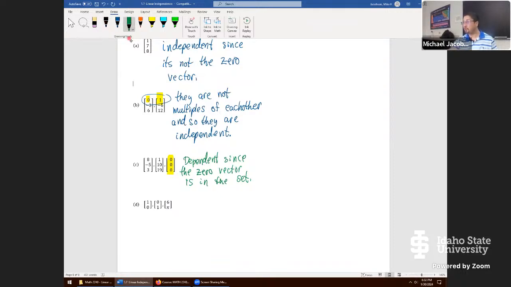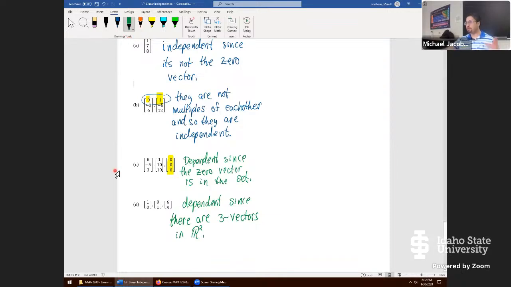Good call. This is the dependent one. And here's how we can answer it. Dependent, since there are three vectors. Where did they come from? They have two entries in total, so there are three vectors in R2. In other words, we have more vectors than entries per vector, and that's always a dependent set.